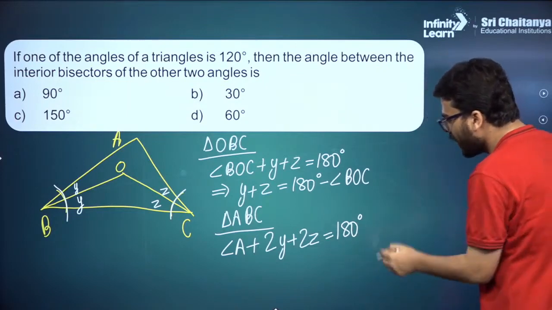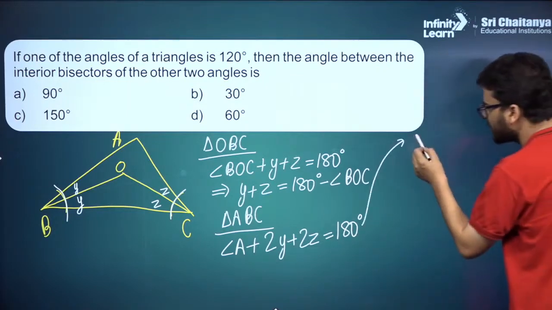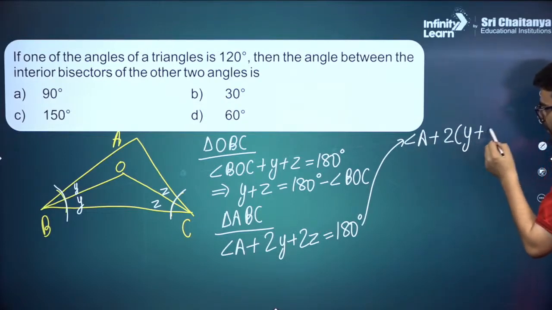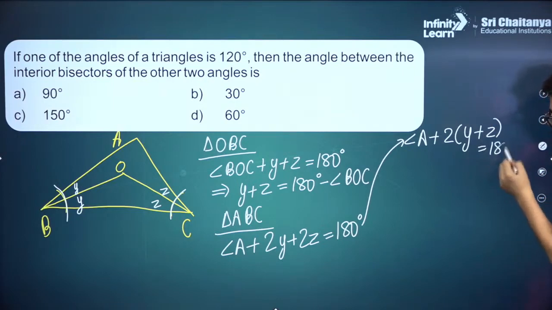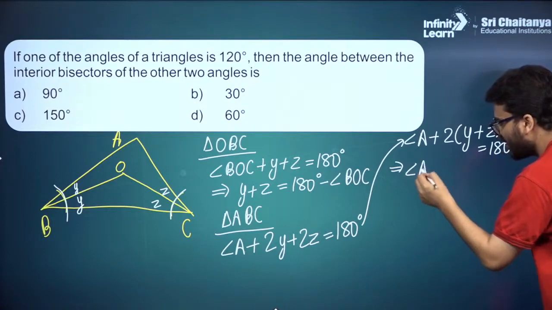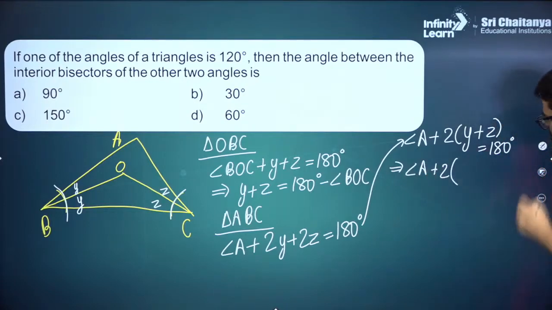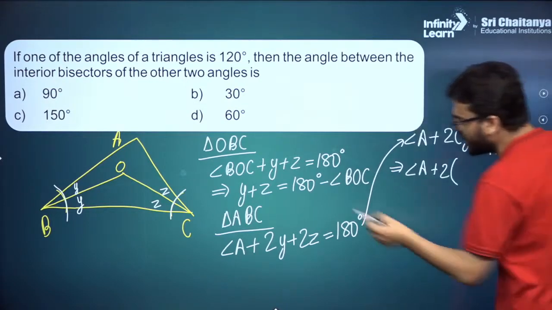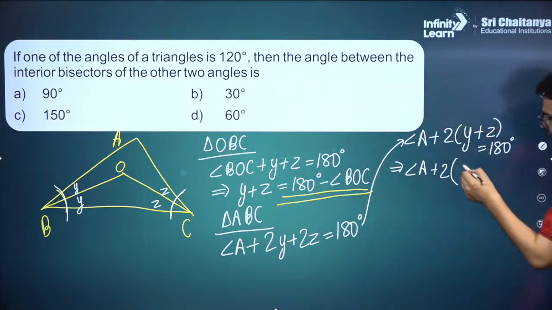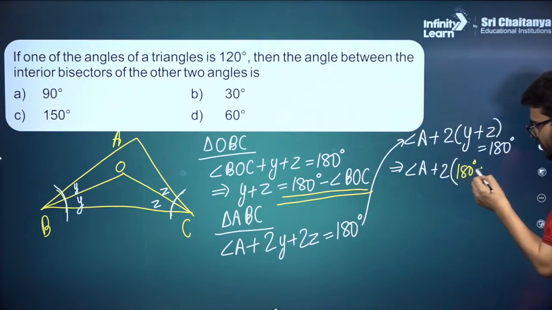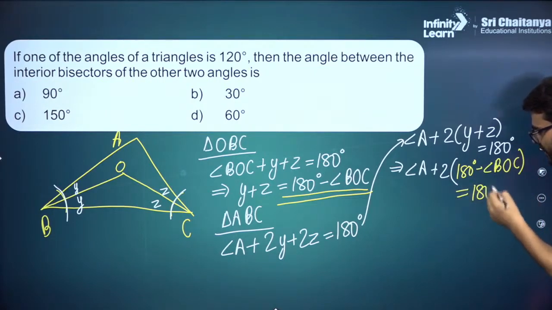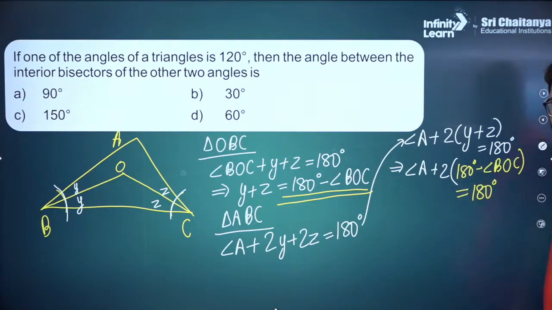Now over here, if you further simplify, guys, can I not say that angle A plus 2 into (y plus z) is equal to 180 degrees? I hope this is clear to everybody. Now over here, this is angle A plus 2 into, in place of y plus z, can I write 180 minus angle BOC? Tell me. So in place of y plus z I can write 180 minus angle BOC, and that is equal to 180 degrees. Can I do it like this, guys? Do you agree with me?